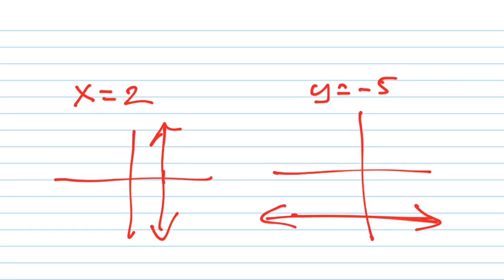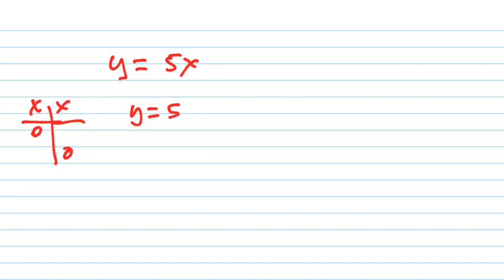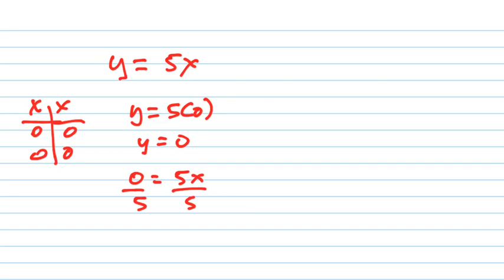But what? There isn't one. But what if it's like y equals 5x? Well, then it's not either one of those. That's a regular equation. Y equals 5x. We just use 0, 0. Y equals 5 times 0. Y equals 0. Oh, look what's going to happen here, though. 0 equals 5x. Divide both sides by 5, and you get what?